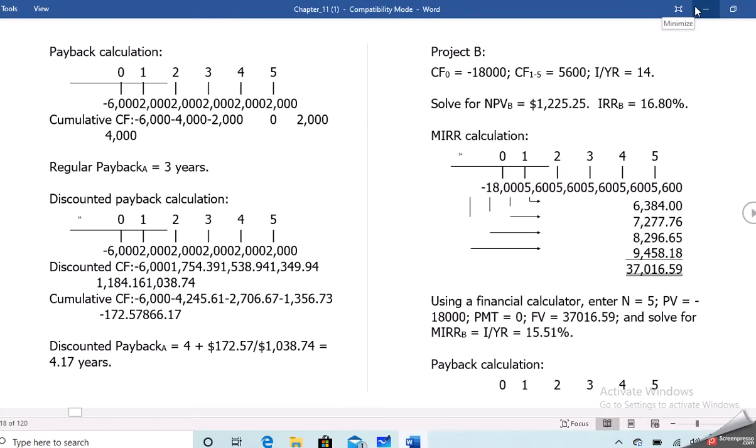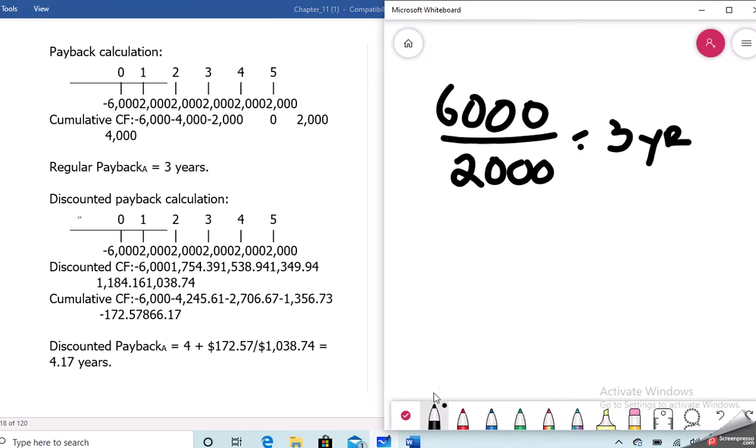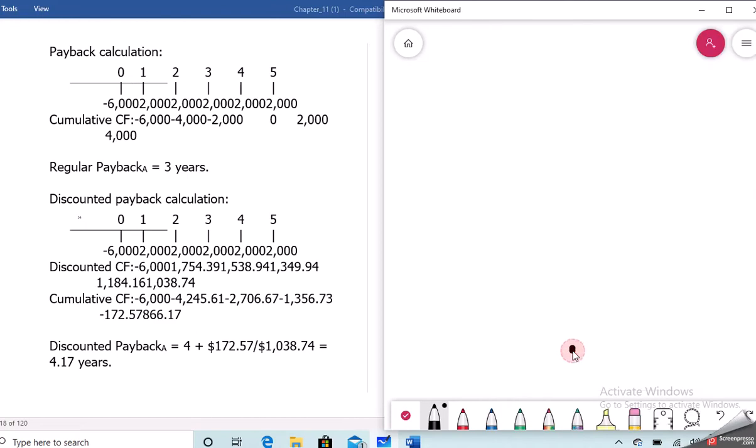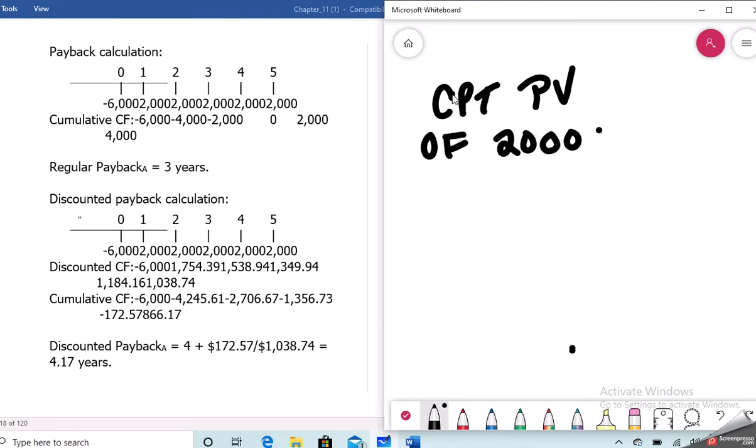Whereas then when we come down to our discounted payback period, again, those look a little harder to follow, but basically what you're going to do is you're going to compute the present value of $2,000 future value at the 14% I/Y for each year.